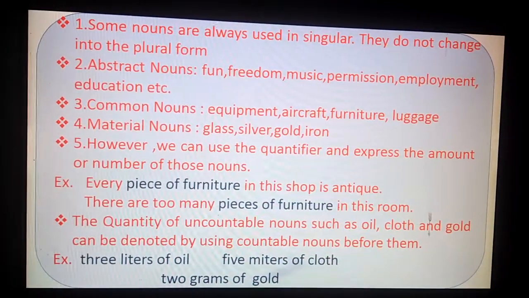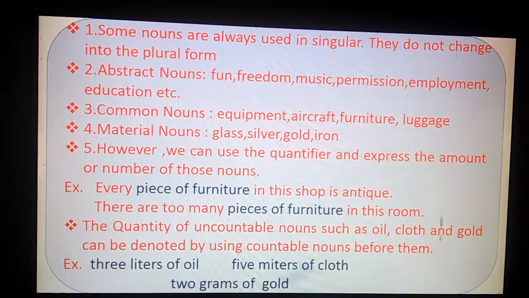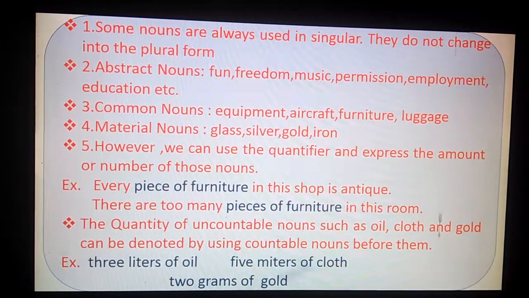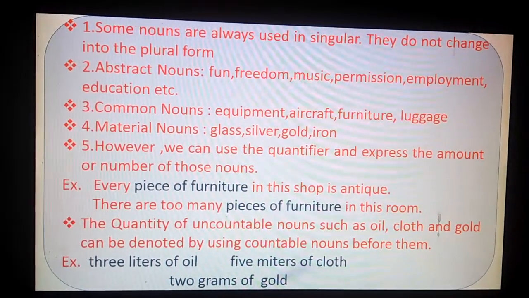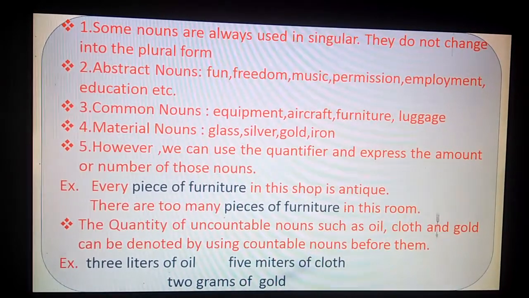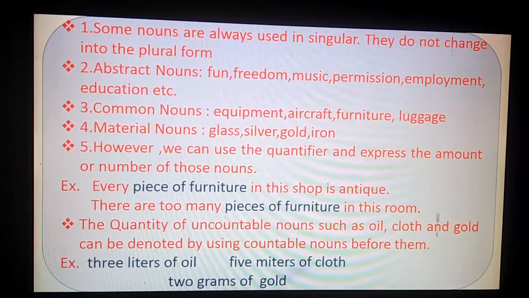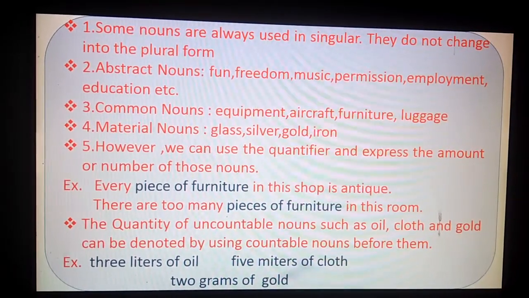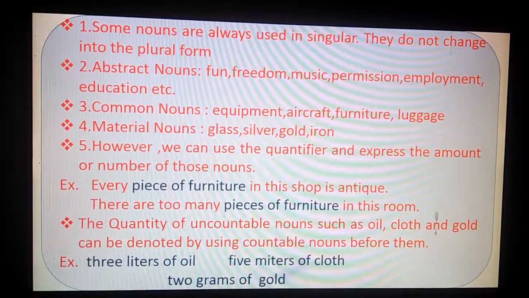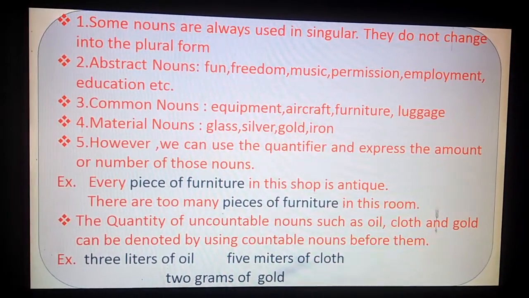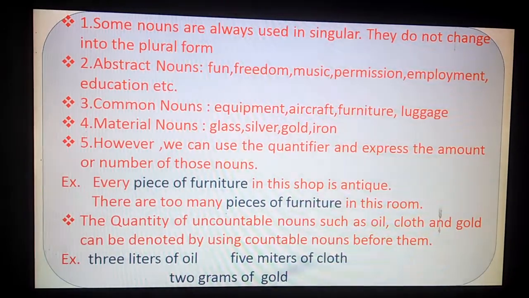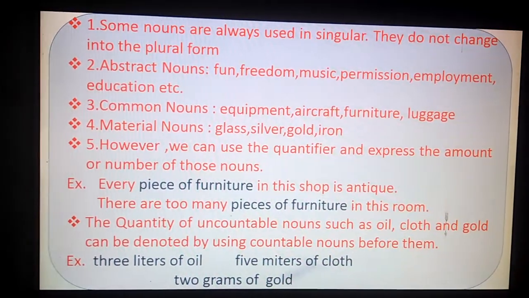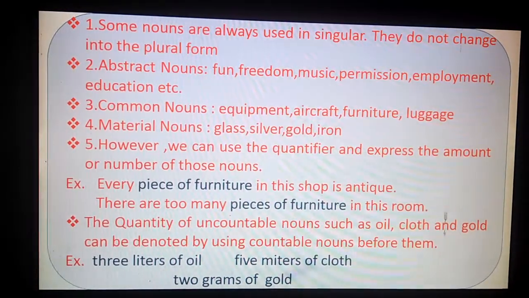And these are the most important things. Some nouns are always used in singular. They do not change into the plural form. And the examples, abstract nouns: fun, freedom, music, permission, employment, education, etc. These are always used in singular, means abstract nouns cannot be called singular or plural. Common nouns: equipment, aircraft, furniture, luggage. Then material nouns: glass, silver, gold, iron.